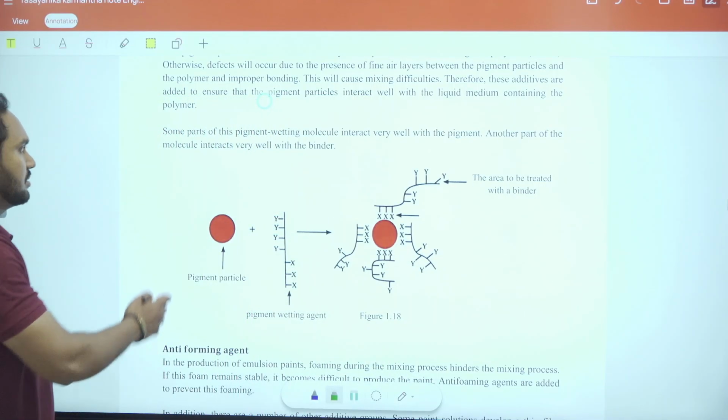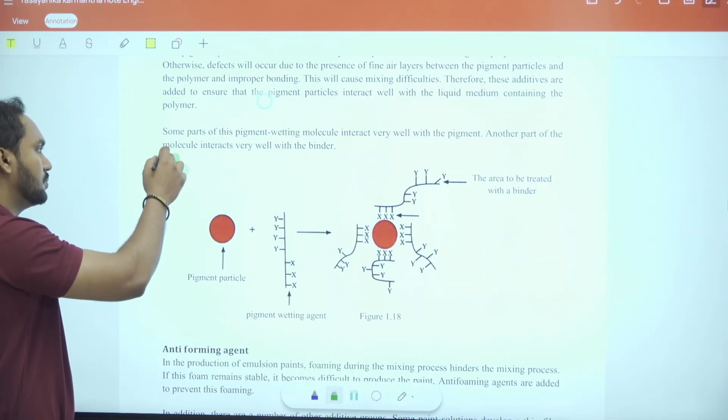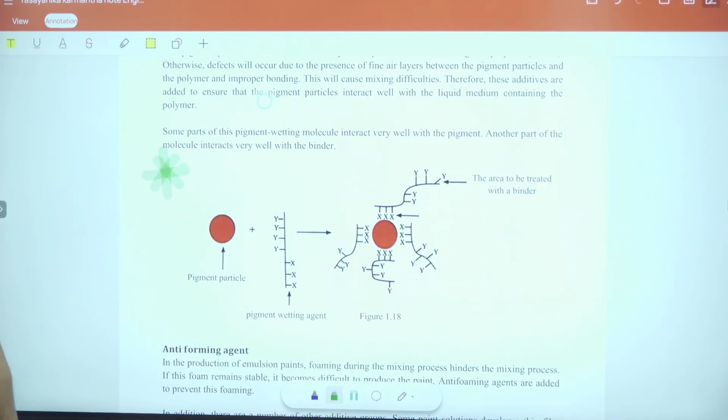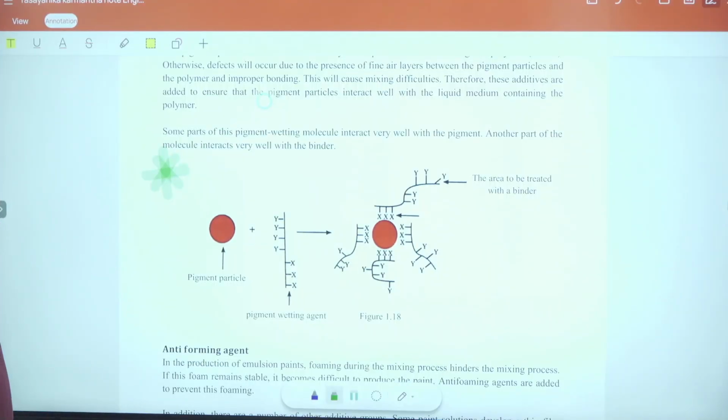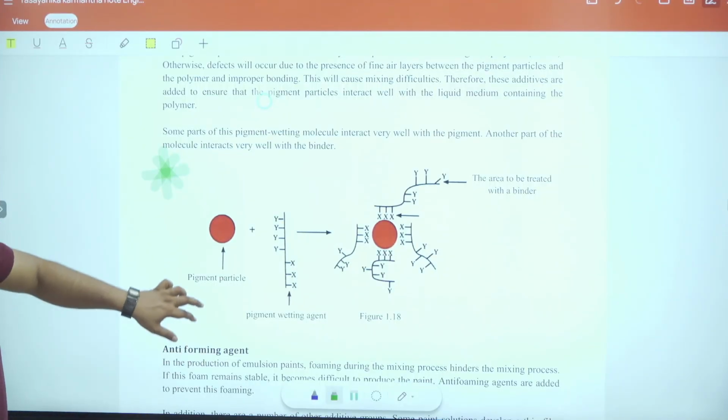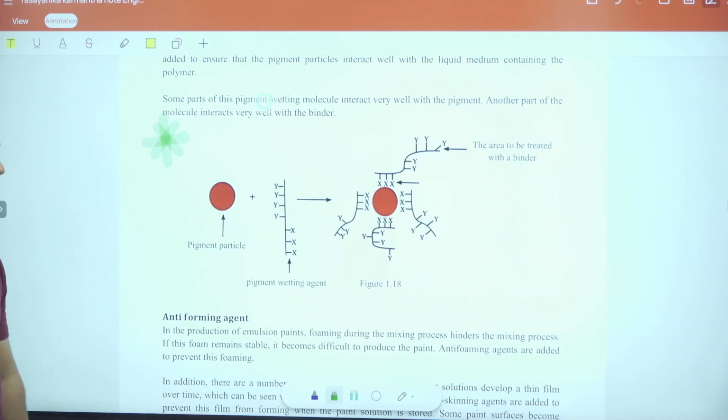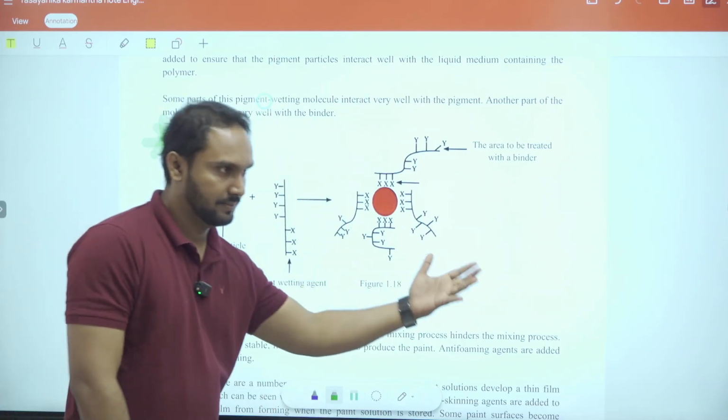Now this part is also important. This can come in any of the questions. Pigment wetting agent. Now this is the pigment, this is the pigment wetting agent, and this is how it works. Right?